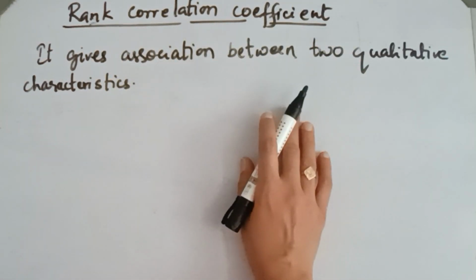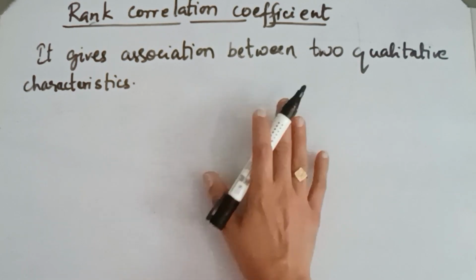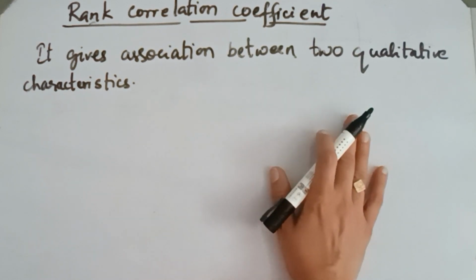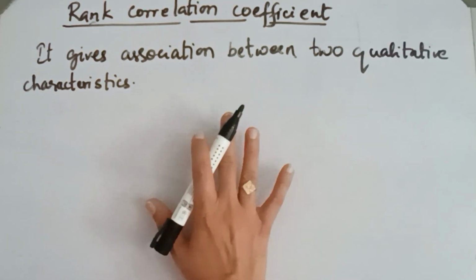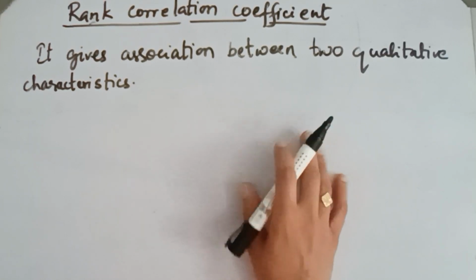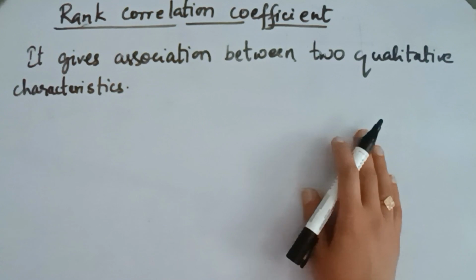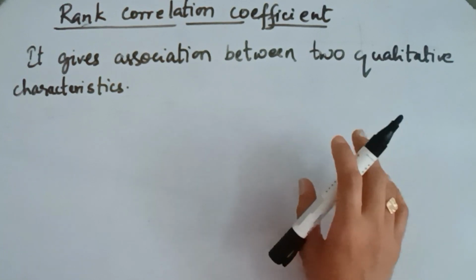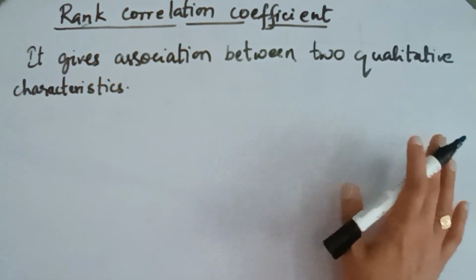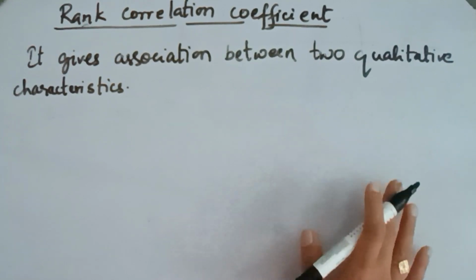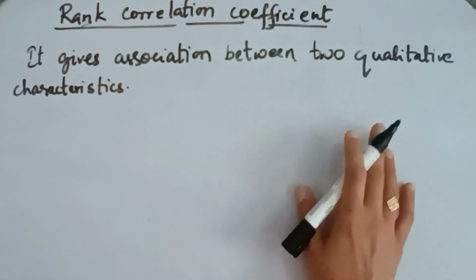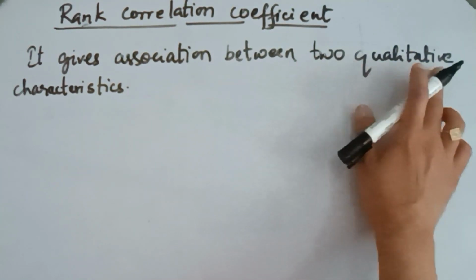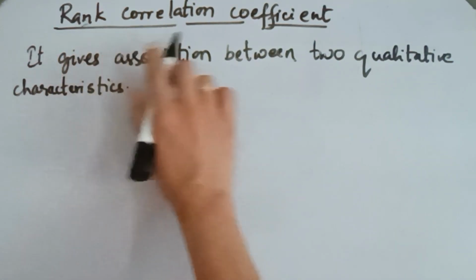For example, the height of any person can be measured and we can have a numerical value for it, so it is a quantitative characteristic. Suppose you have to judge a singing competition. In that case, the performance of an individual cannot be measured numerically. Instead, you can assign rank for the best performance as first rank, then second rank, third rank, and so on, because that is a qualitative characteristic. So if you want to find out the association between two qualitative characteristics, we use the rank correlation coefficient.